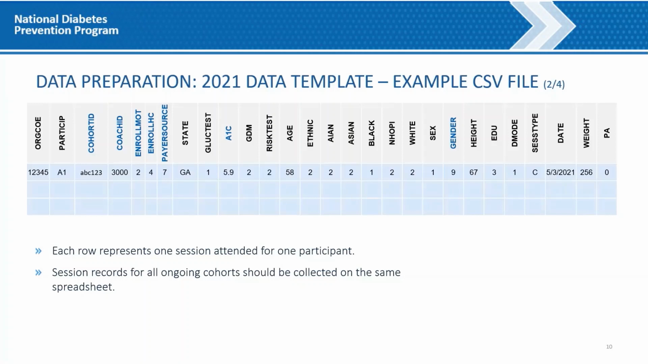Continuing with the same example, participant A1 is assigned to cohort ABC123 and attended their first course session on May 3rd, 2021. The initial HbA1c level is recorded as 5.9. The initial weight is 256 pounds, and the initial reported physical activity minutes is 0. All records for all participants in all cohorts collected during the data collection period should be included on a single spreadsheet. Please do not attempt to submit separate spreadsheets for different cohorts or for separate participants.